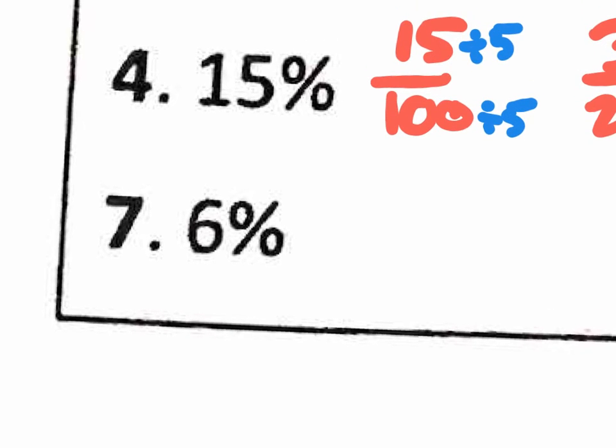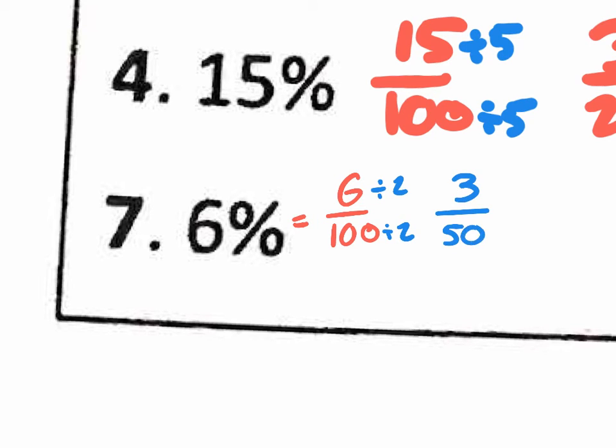Number 7, 6%. What am I going to change that to? 6 over 100. Percent per 100. It's always over 100. What could I reduce by? By 2. What's 6 divided by 2? 3. 100 divided by 2? 50. 3 over 50. Can't do anything else with that. That's your answer. 3 over 50.